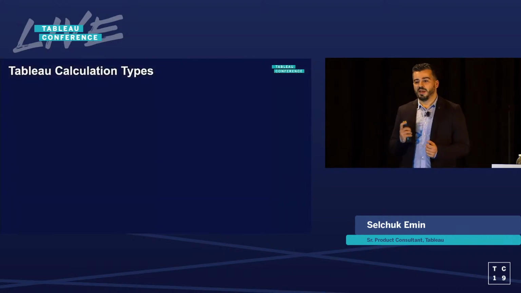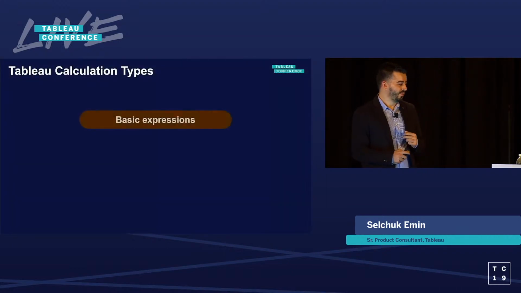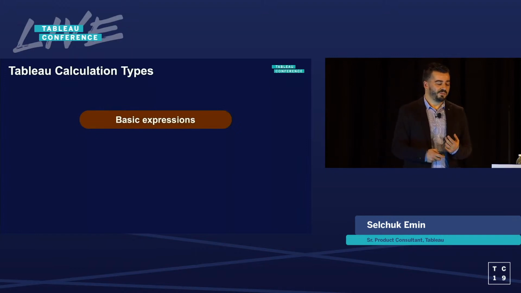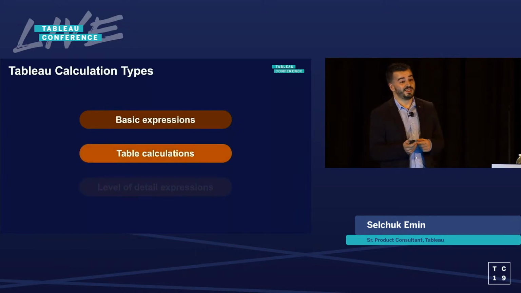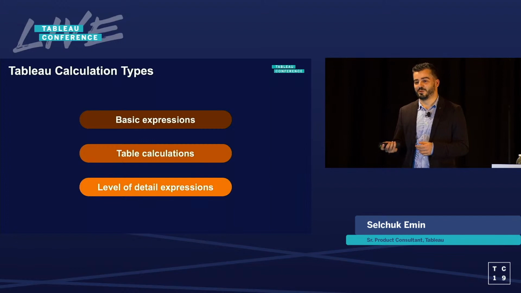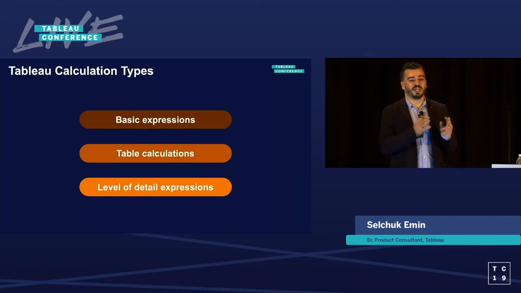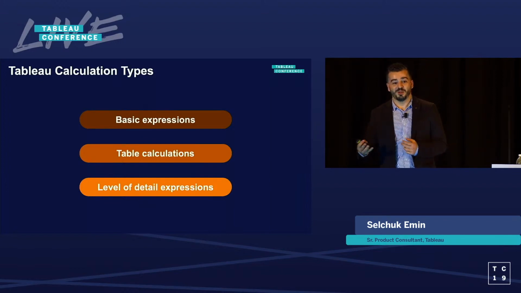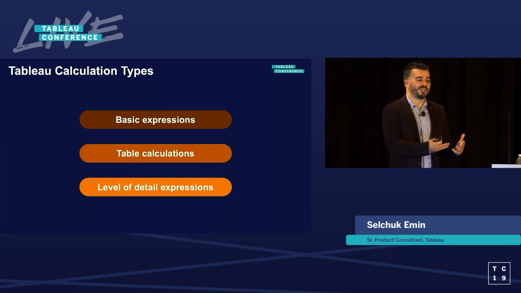So let's go now to some basics related to calculation types. In Tableau, we have 3 types of calculations: the basic expressions, the table calculations, as well as level of detail expressions. So this session is about table calculations and level of detail expressions only, but basic expressions is also one of the mix in this pot.